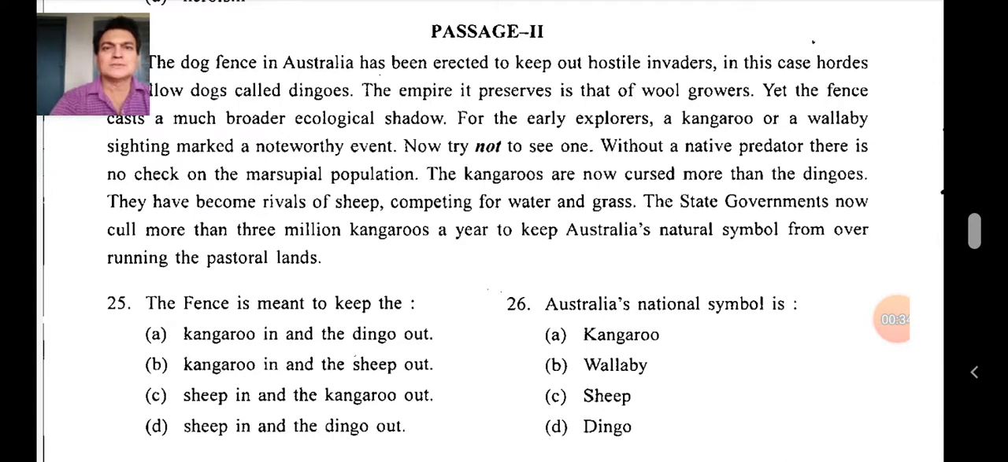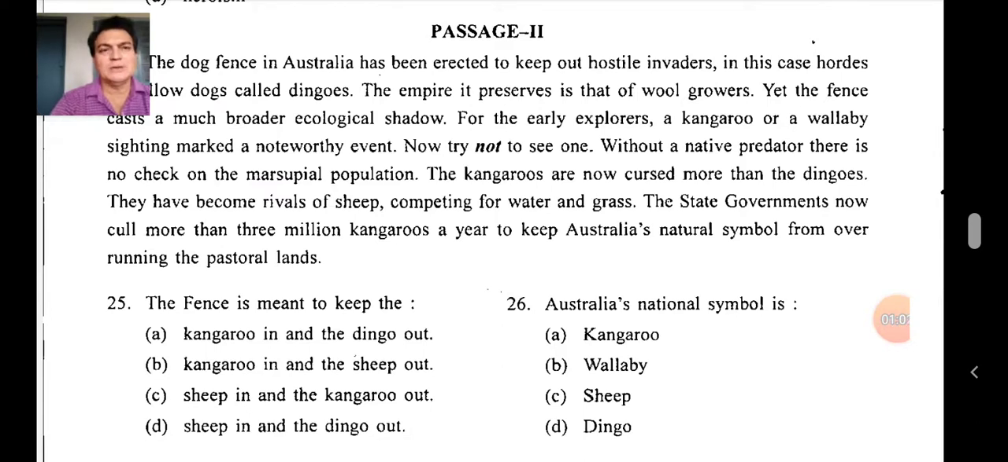We already discussed 24 questions of this question paper, and the last question was of comprehension passage. So we have already discussed the example of comprehension passage and first passage of the comprehension passage. So now we'll take up the remaining 26 questions.